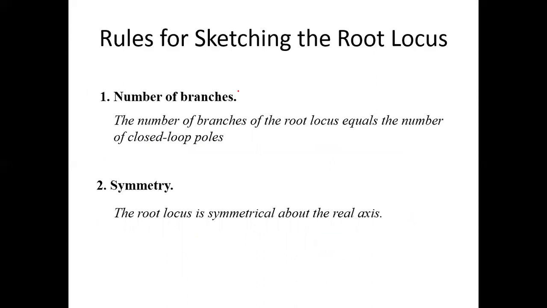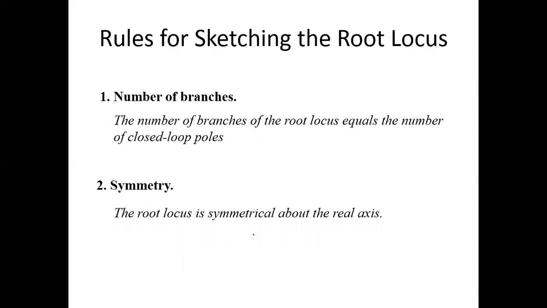The first rule is the number of branches. The number of branches of the root locus equals the number of closed loop poles. So if we have a third order system, we will have 3 branches. If we have a second order closed loop system, we have two poles, so two branches.